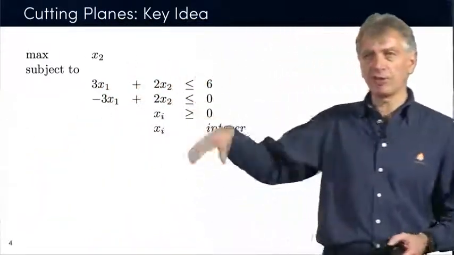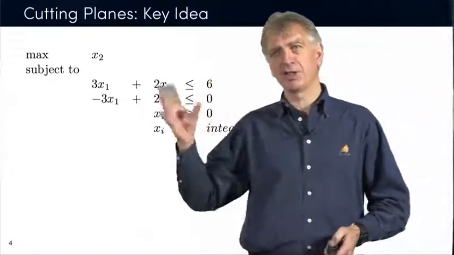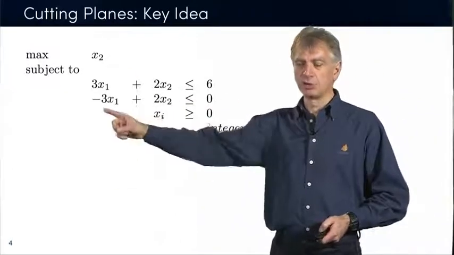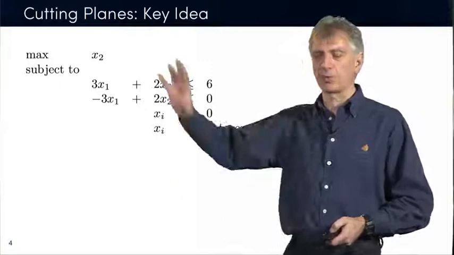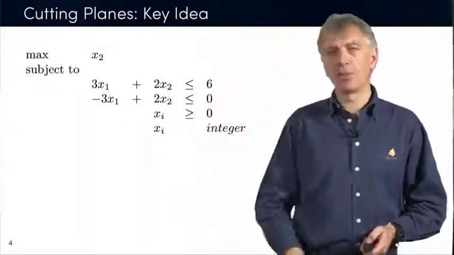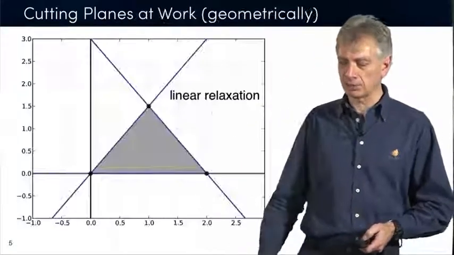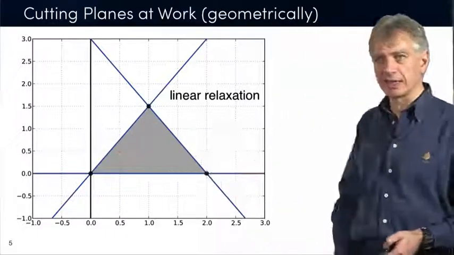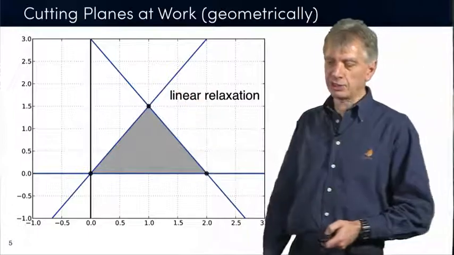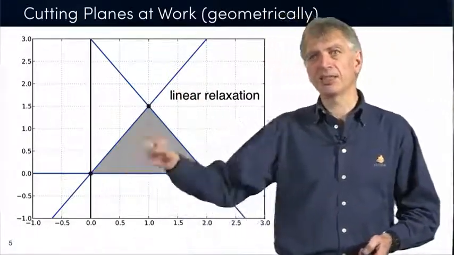This is a very simple MIP. It's pretty boring, but it's simple enough that we can show these things in practice. We are maximizing x2 subject to two constraints: 3x1 plus 2x2 is smaller or equal to 6, and minus 3x1 plus 2x2 is smaller or equal to 0. Both variables are integers. This is the linear relaxation, and obviously it's fractional. x2 is 1.5, x1 is 1. So x1 is fine, but this is the relaxation.